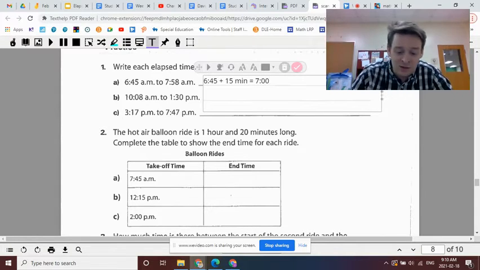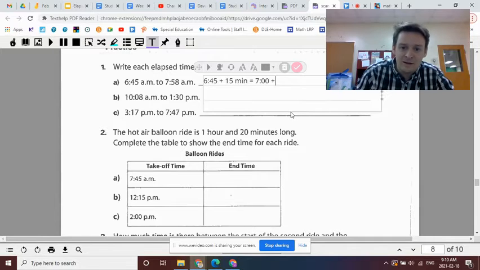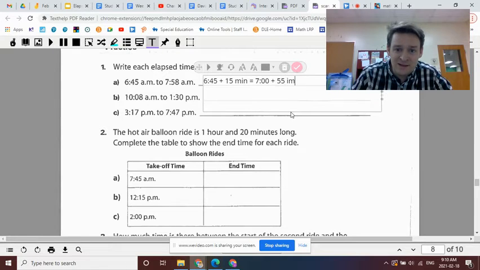And then I'm going to make some jumps of 5 all the way to the closest 5-minute increment to 7:58. So if I'm moving around the clock, I could get all the way to 7:55. So probably 55 more minutes will get me to 7:55. Then once I'm at 7:55, I only need to add 3 minutes to get to 7:58.